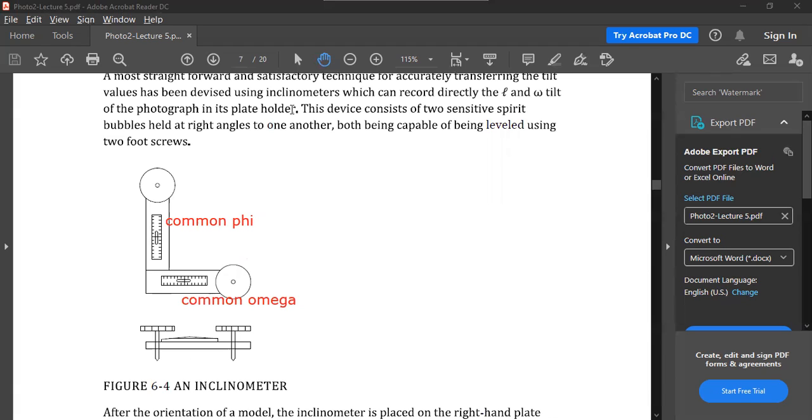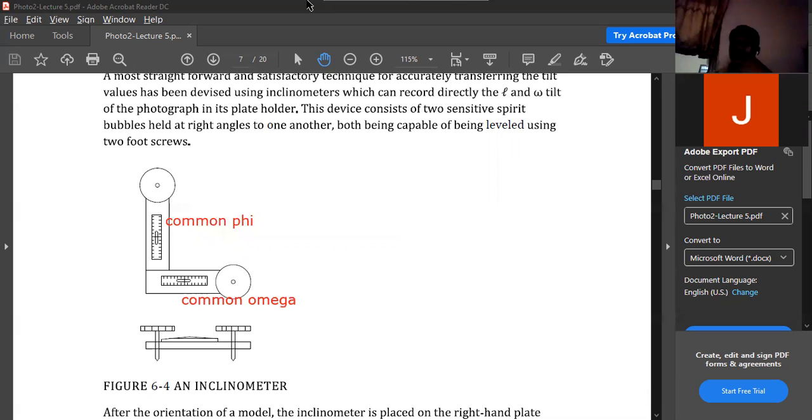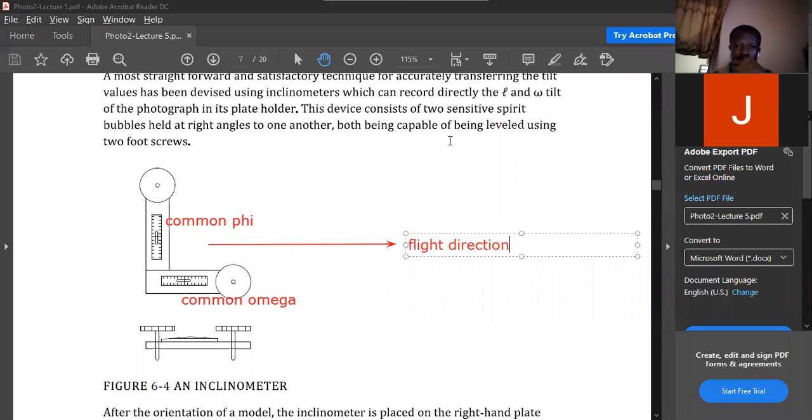Is this right or not right? So if you can hear me, I want you to tell me, is this correct or not correct? You can put on your microphone. Joshua, is this labeling correct? If the fly direction is in this direction, will this bubble truly measure common phi? Is this right or wrong? I'm saying that common omega is this bubble, common phi is this bubble. Is it right or wrong? Okay, thank God you got it wrong. No, I'm just kidding.